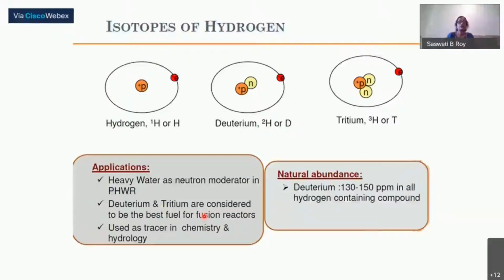The application of this one is as moderator, and deuterium and tritium are considered to be the best fuel for fusion reactors, used as tracers in chemistry and hydrology. You have seen this in your earlier classes. And natural abundance is only 130 to 150 ppm in all hydrogen-containing compounds.